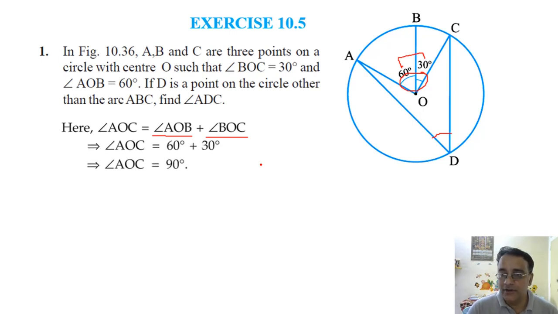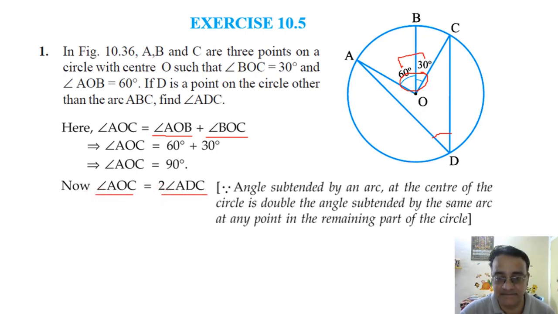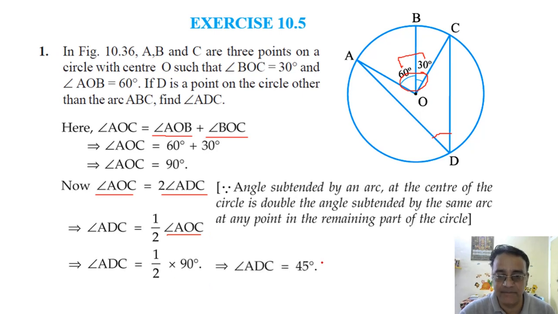Now we know that the angle subtended by an arc at center is double the angle subtended by it at any point on the remaining part of the circle. So we can write angle AOC is 2 times angle ADC. Clear? Yes, sir. So that means angle ADC is half of this angle. And the value of this angle we already got, 90 degrees. So what is the value of angle ADC? 45 degrees. Right, 45 degree. Any doubt in first question? No, sir. Okay. Now we'll start the second question.